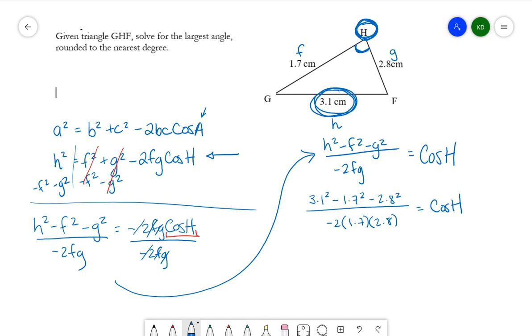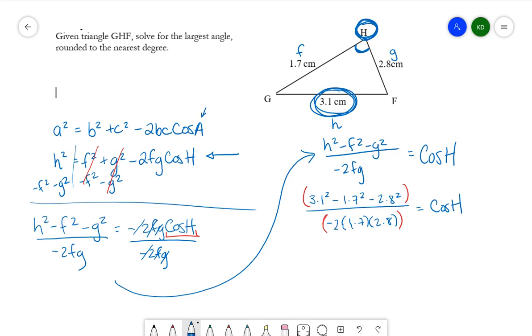Let's try plugging this into our calculators. If you're going to try to put this all in one step, what I encourage you to do is to put brackets around the numerator and the denominator. Otherwise, there's some weird things that may happen in your calculator where it's only dividing certain numbers. We want to be making sure that the whole numerator is being divided by the whole denominator. So let's plug that in.